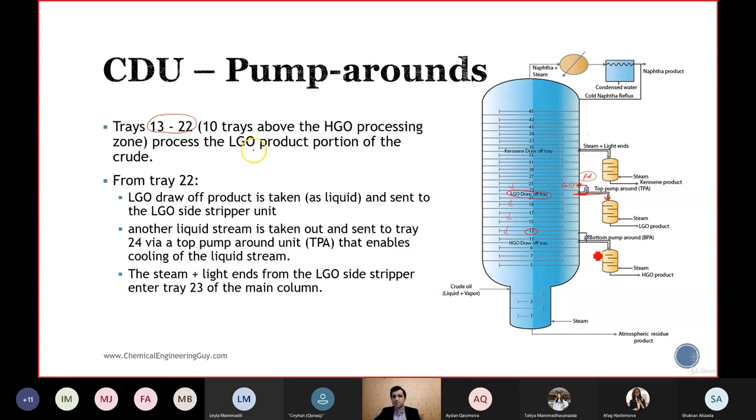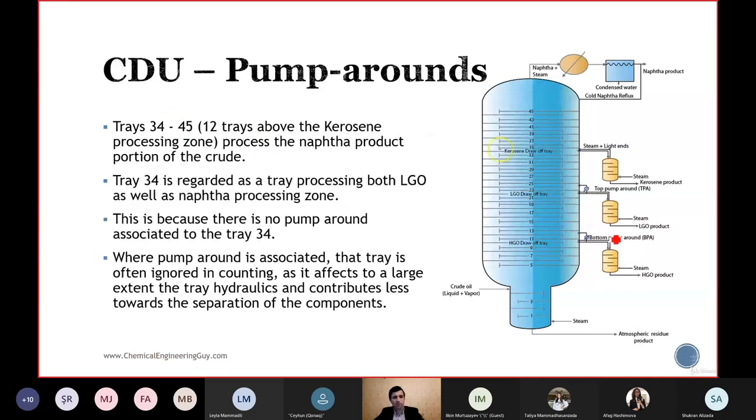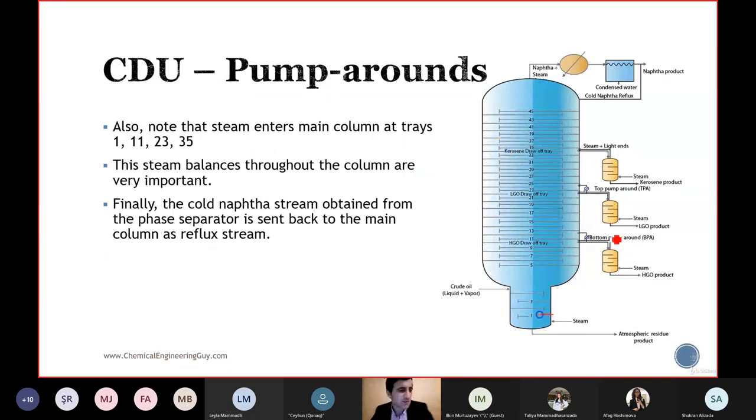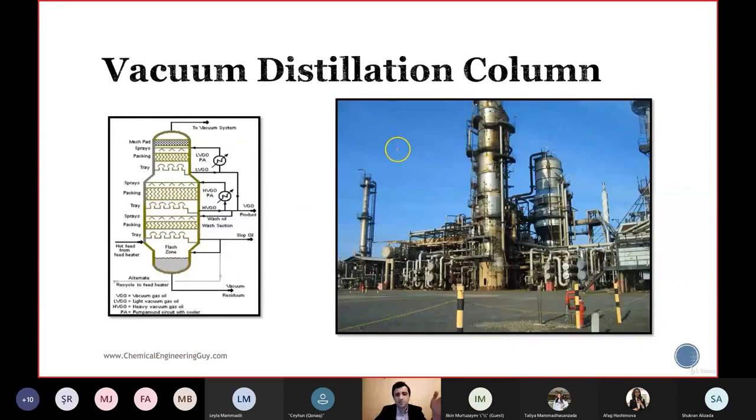Is this clear? Or if you have any question, please ask here. Yes, it's totally clear. Okay. So because we have similar slides, I will skip them. You can read them later. Vacuum distillation column. Okay. Just 3 minutes. I will finish the vacuum distillation column. I know it is already iftar time in Baku.